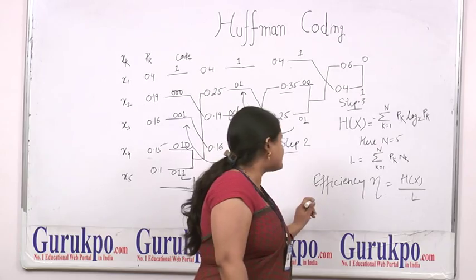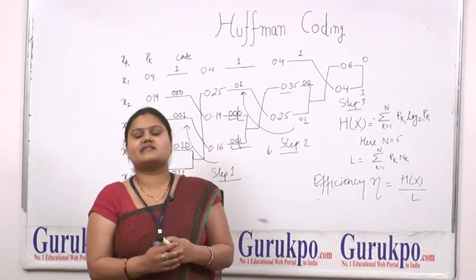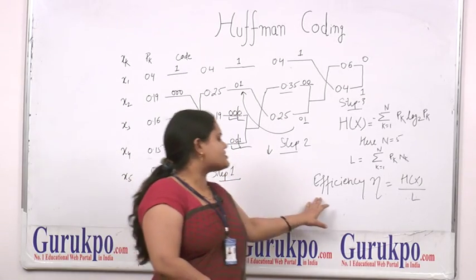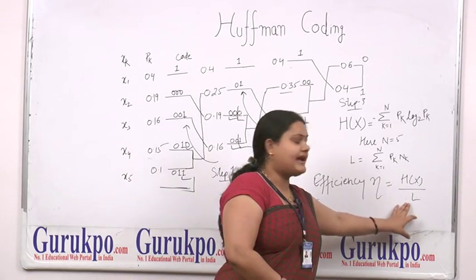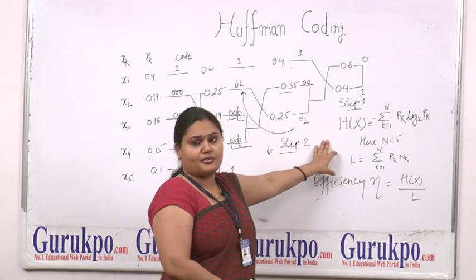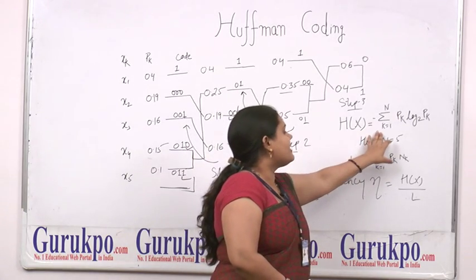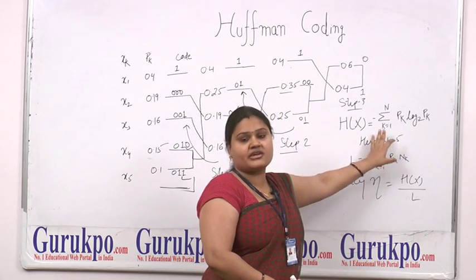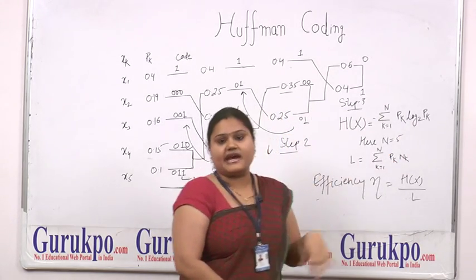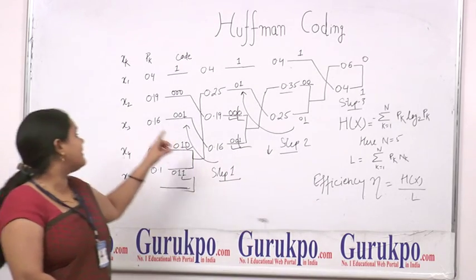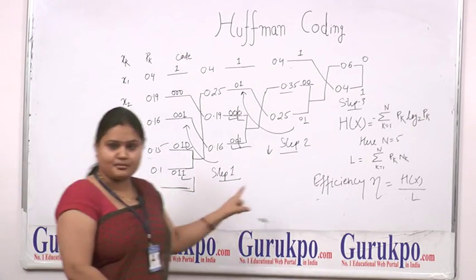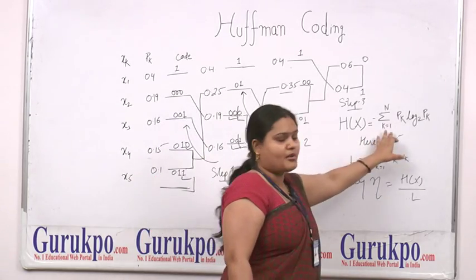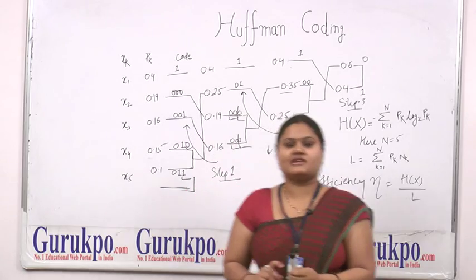Here we calculate the efficiency. For any message signal, for any probability, we have to calculate the efficiency. Efficiency is the ratio of entropy to length. What is entropy? Entropy is the summation of pk log 2 pk, where k runs from 1 to n. N is the number of message signals. Here n is 5, so we put the number of message signals as 5.